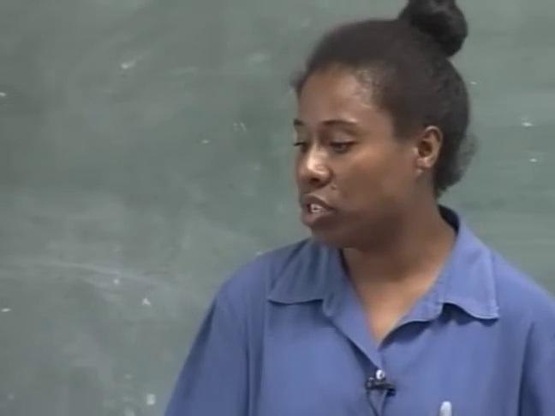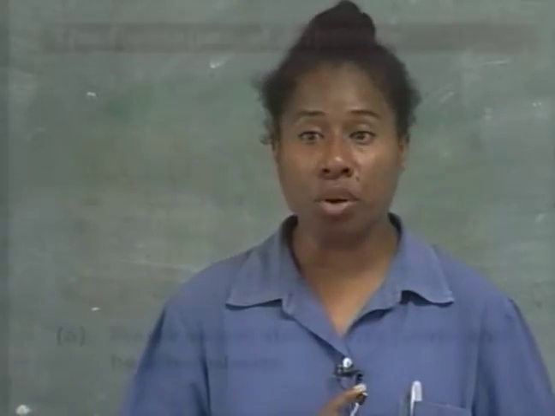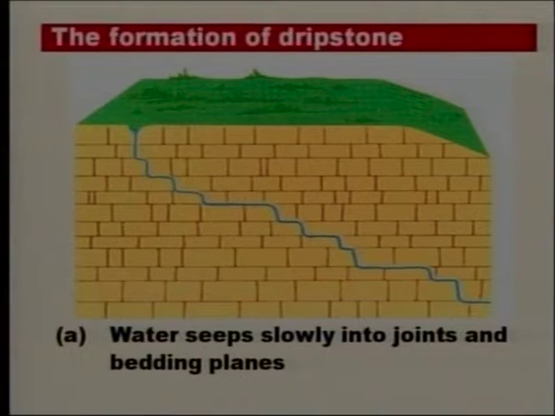Okay, the next feature that we are going to look at is the formation of dripstone. And for the formation of dripstone, stalactites and stalagmites will come in together, because a dripstone is also making reference to stalactites and stalagmites. Okay, again, we are looking at a karst scenery or a karst topography for the formation of a dripstone.